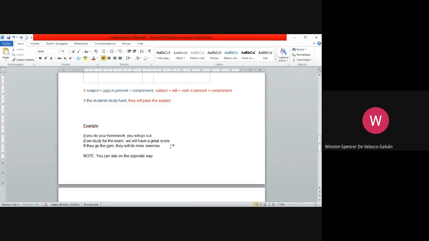Right here, I got some sentences for you. If you do your homework, you will go out. This is the perfect example. Like when we were children, remember that our parents told us, if you do your homework, you can go out and you can play. Number two, if we study for the exam, we will have a great score. If they go to the gym, they will do more exercise.